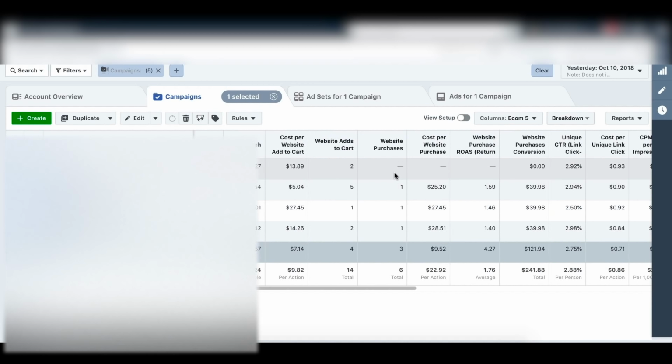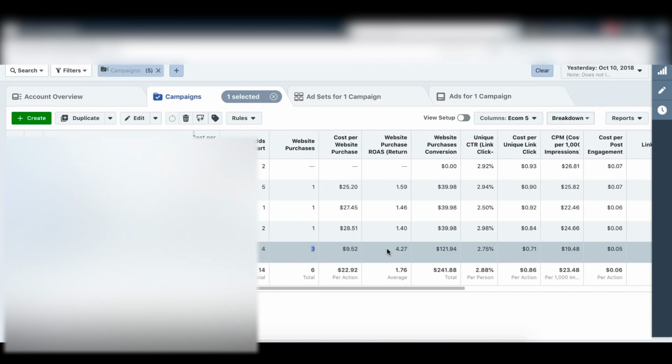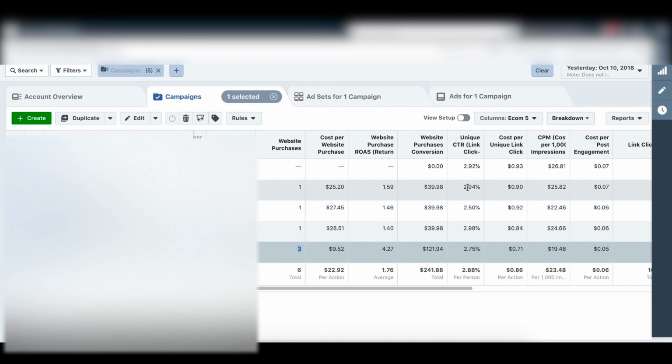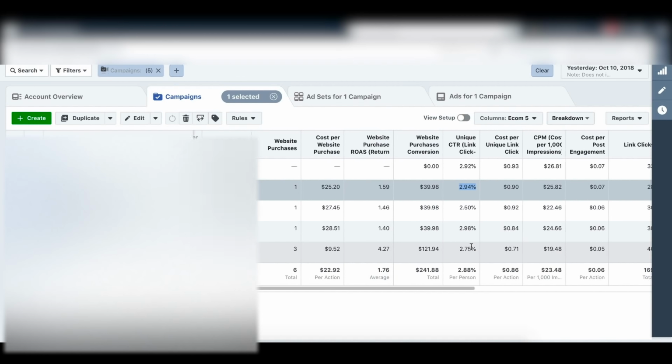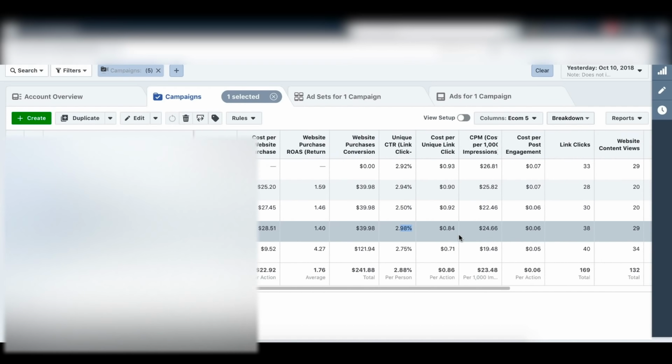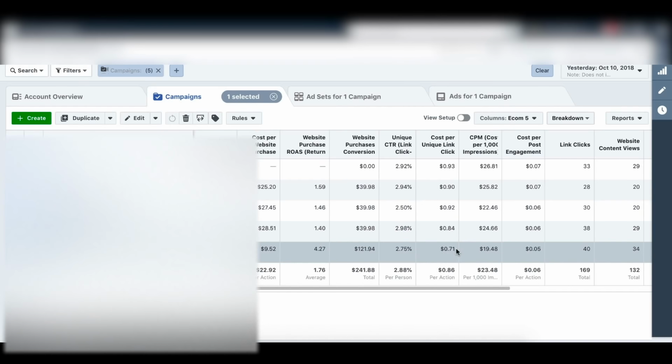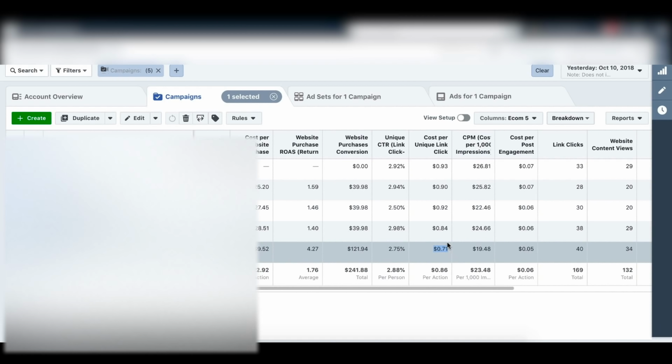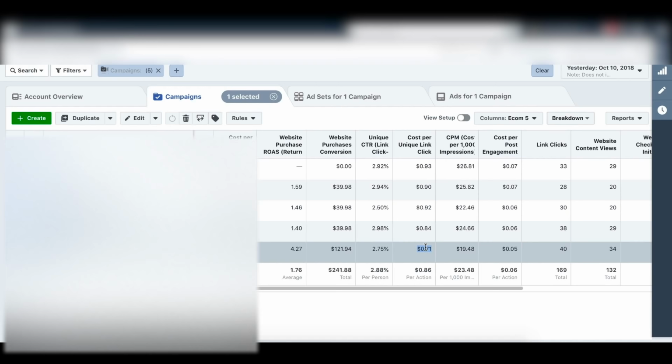in regards to website purchases, this bottom one is doing the best. And if we look at the link click-through rate, this one is the best, or this one. But more importantly, the cost per unique link click, this one has the cheapest. So I'm looking a lot at the cost per unique link click. This is very important. And cost per engagement is also important.